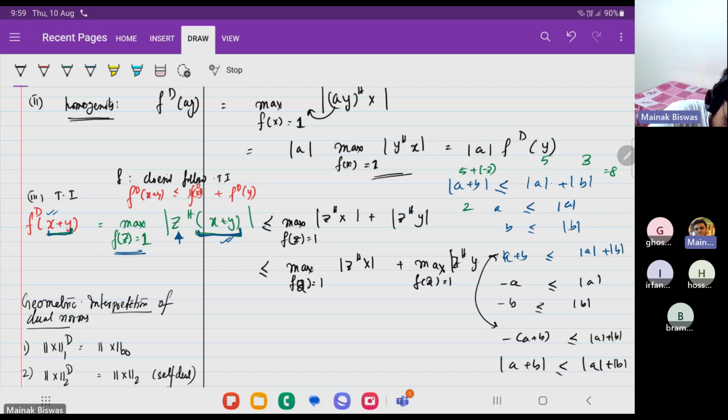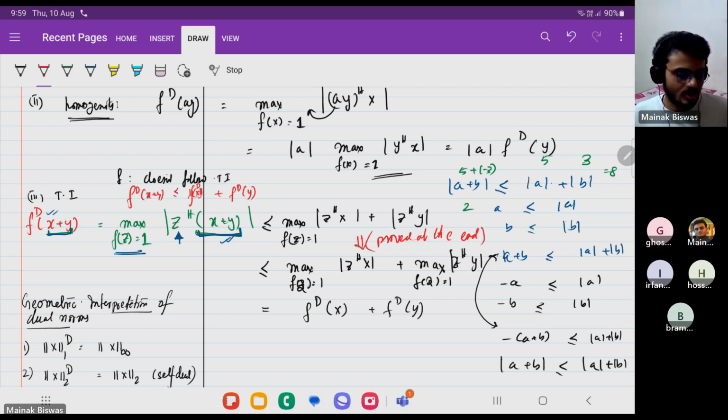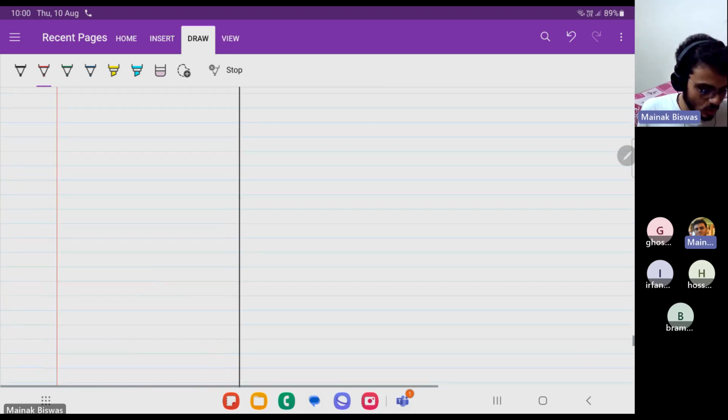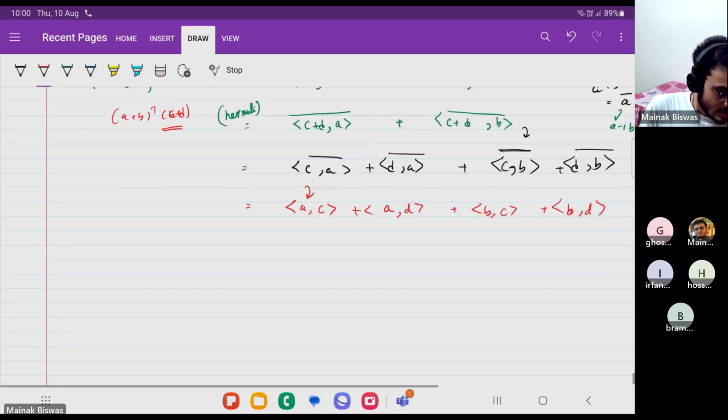Just writing the statement down for your benefit. So this is f dual of x plus f dual of y. This is proved at the end. Okay, so let's see how to prove it. Oh, we are almost done. Only 2-3 things are left.